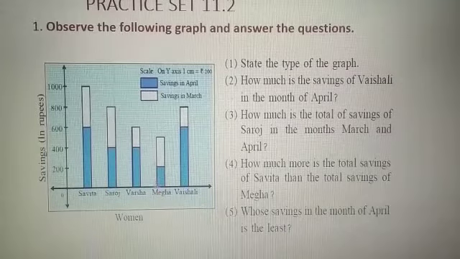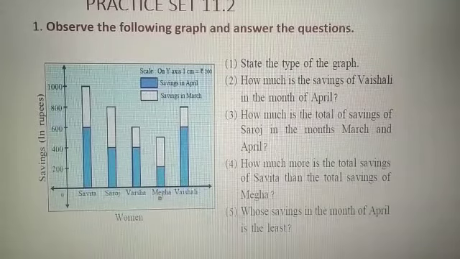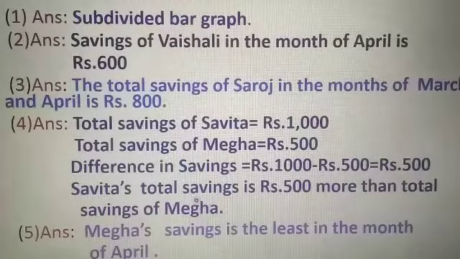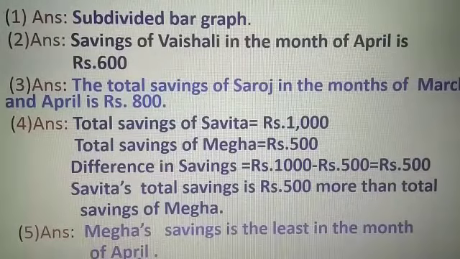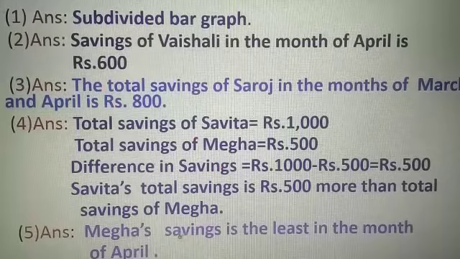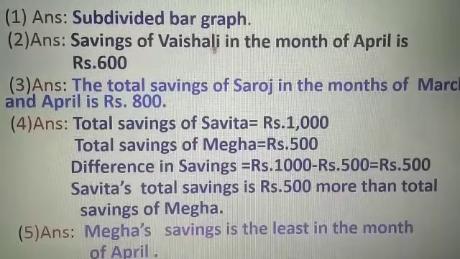This bar is showing the least saving. That's why, whose saving in the month of April is the least? Let's check the answer. Yes. Megha's saving is the least in the month of April. In this way, by observing the graph, you have to write down the answer of those questions.